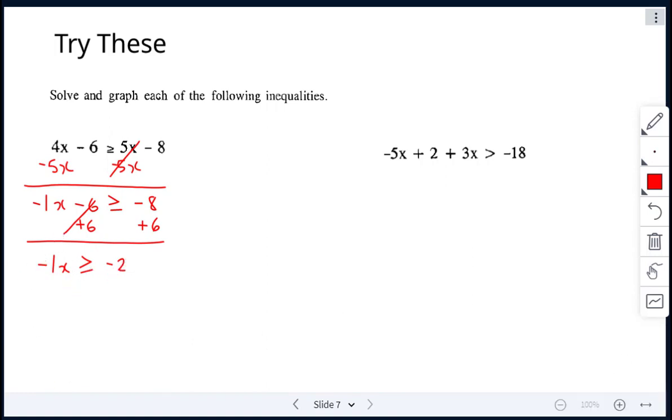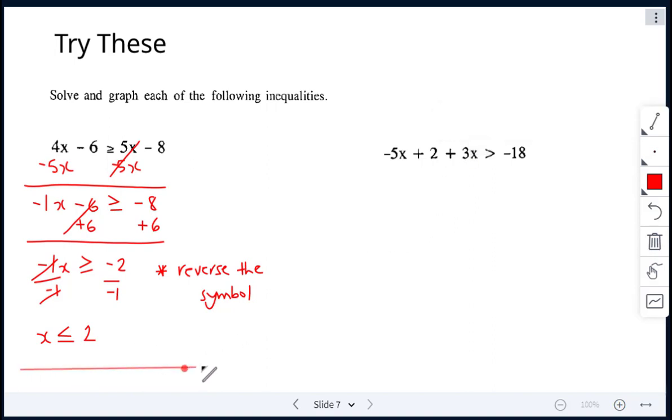Okay, but we still haven't solved for x. We do have to divide by negative 1. So dividing by negative 1 on both sides, that's where we have to reverse the sign, or reverse the symbol there, because we are dividing by a negative number. So now we end up with x is less than or equal to 2, because negative 2 divided by negative 1 is positive 2. Okay, and then the last step would be to draw that number line.